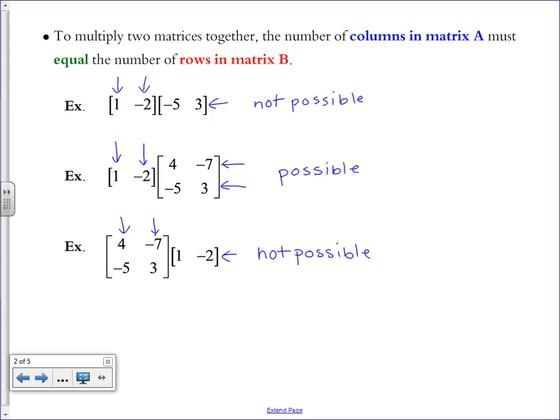And the order matters for this as well. So it definitely has to be the columns of the first matrix matching the rows of the second matrix. You cannot switch the order on that.